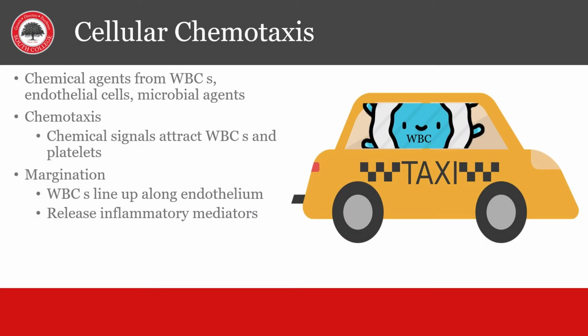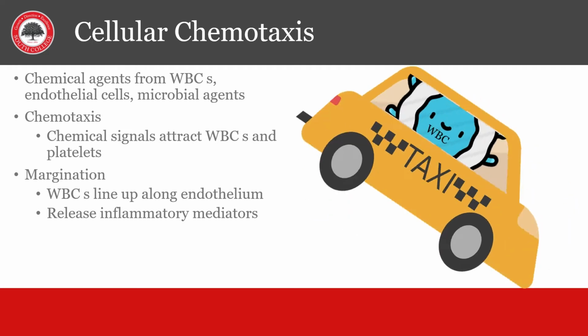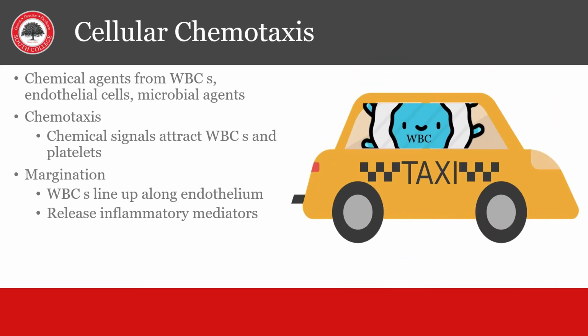Cellular chemotaxis is the movement of cells in the body, particularly the white blood cells and platelets. The chemicals released during inflammation bring white blood cells to the area in question, like they are in a taxi. This picture here was made to help you remember this term.